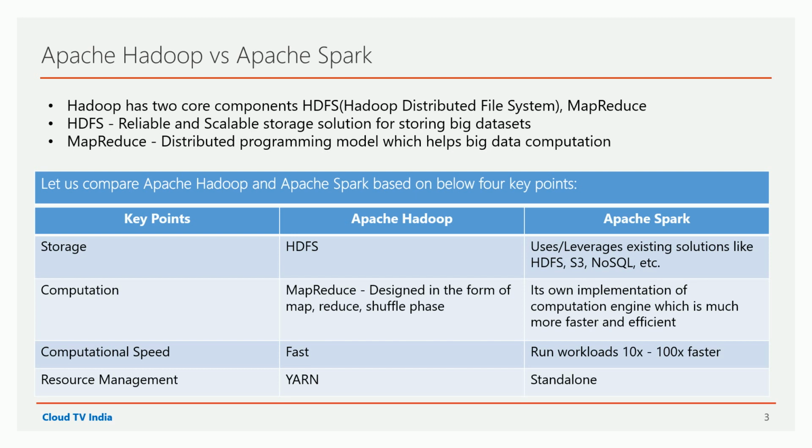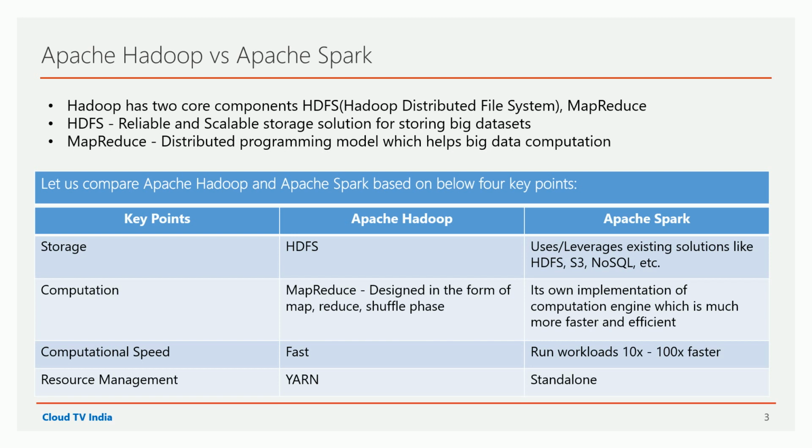Hadoop has its own distributed storage component, but Apache Spark does not have any storage component. Apache Spark is only meant for computation. It has only a computation framework. It doesn't have any storage framework, but it leverages existing solutions like HDFS, S3, and NoSQL databases like HBase, MongoDB, etc. Even for some RDBMS sources, it has connectors. That's how the storage part is taken care of.